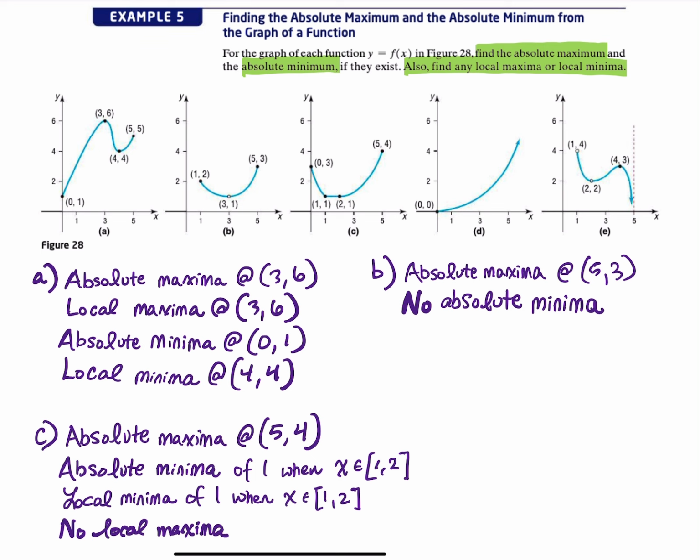All right, let's try to squeeze everything in here. For D, D starts at the origin, then just continues to increase infinitely after that. So what can we say? Can we claim an absolute maximum? Well, anywhere we place a point, there's going to be a point to the right of it that's greater, and that continues on to infinity. So definitely no absolute maximum. And for the same reason, no local max too.